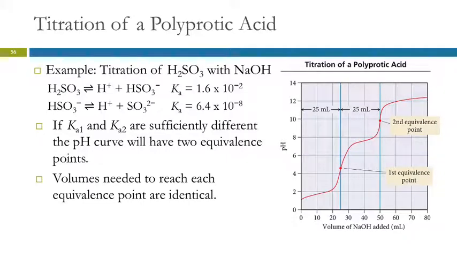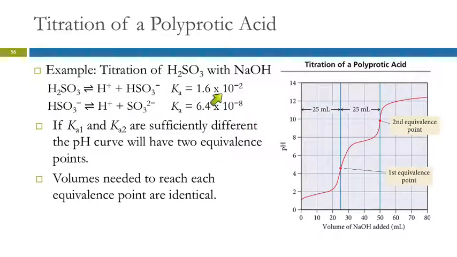Titration of a polyprotic acid. So the example here is sulfurous acid being titrated with sodium hydroxide. Polyprotic acid is weak in both of those. So the first ionizable hydrogen comes off with a Ka of 1.6 times 10 to the minus 2. The second one comes off with a Ka of 6.4 times 10 to the minus 8.